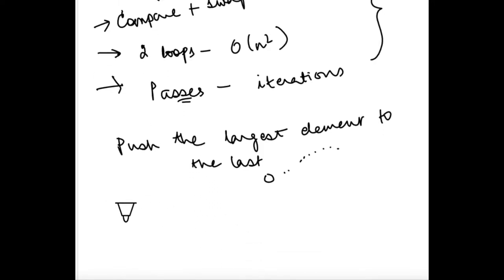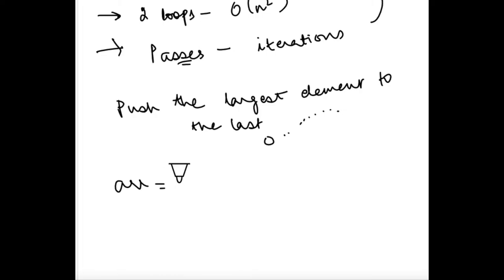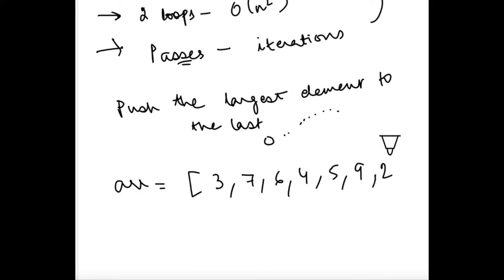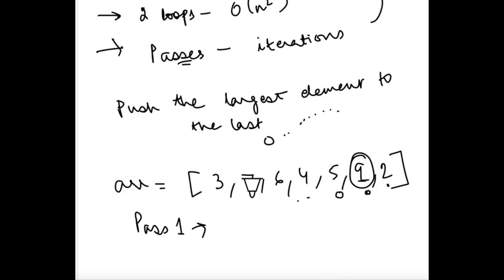Okay. So let's say we have an array like this: 3, 7, 6, 4, 5, 9, 2. The largest element in this array is 9. So in the first pass, pass number 1, this largest element should get pushed to the last. Meaning this 9 should get pushed to the last. Then the second largest element should be over here, then the third largest element should be over here, and so on. In this way, it will get sorted in ascending order. That is the entire logic behind this algorithm.